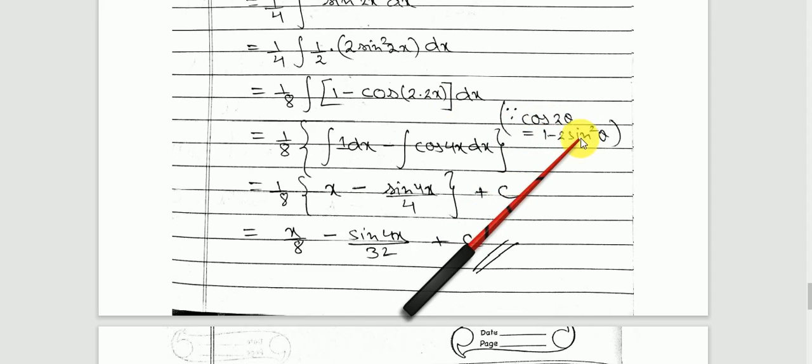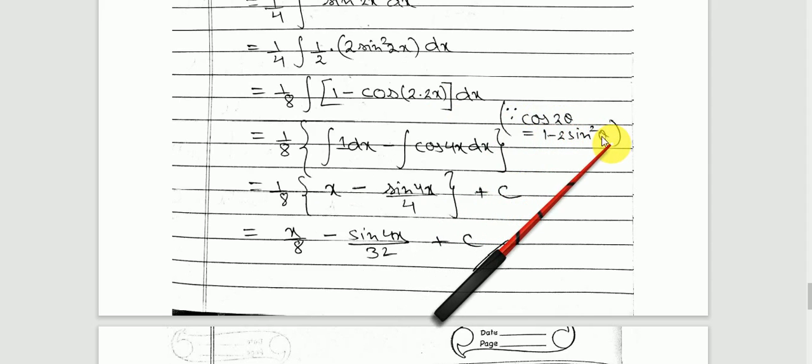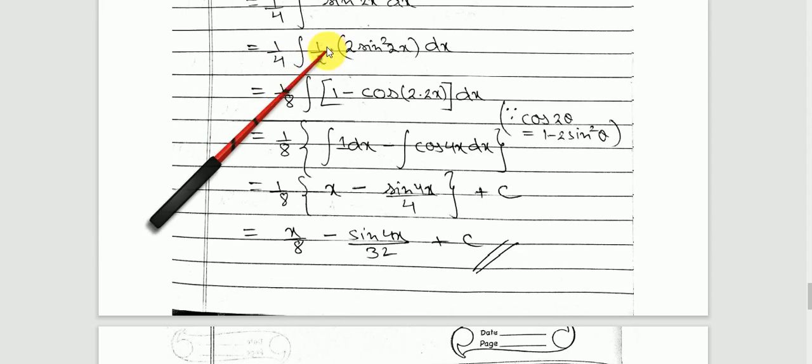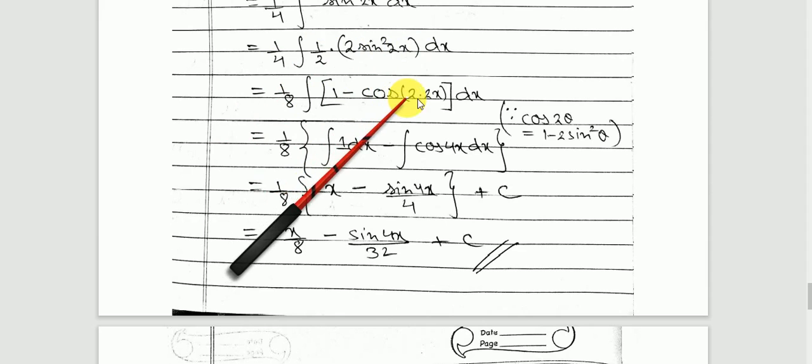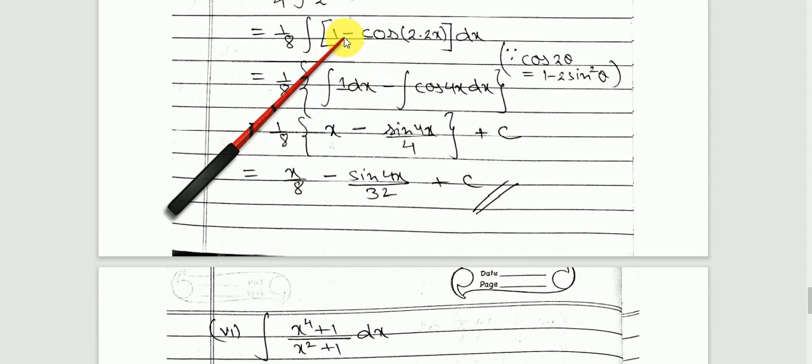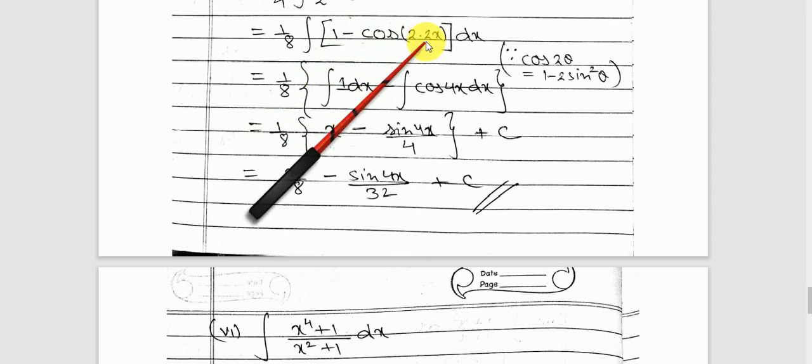This we had done in class 11. Cos 2 theta is written as 1 minus 2 sine square theta. So this 2 sine square 2x can be written as 1 minus cos 2 into 2x. Now you can see that you know the integration of each term over here.